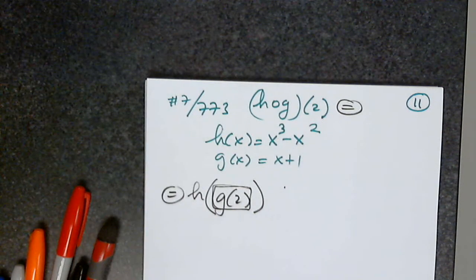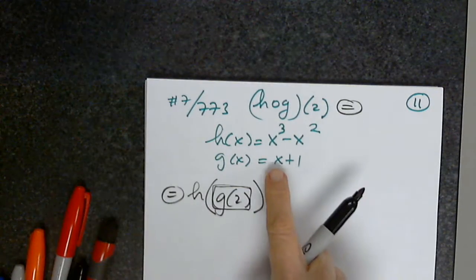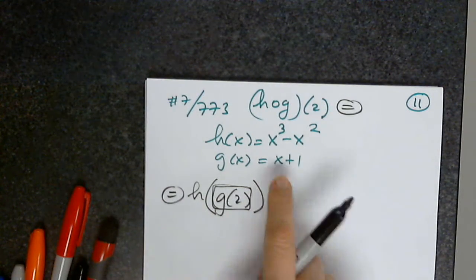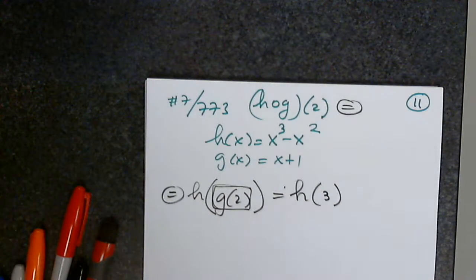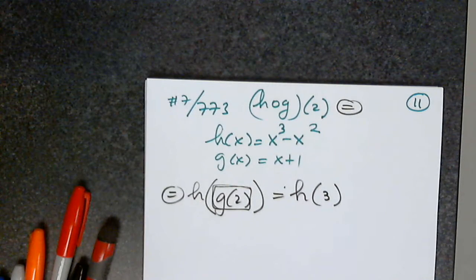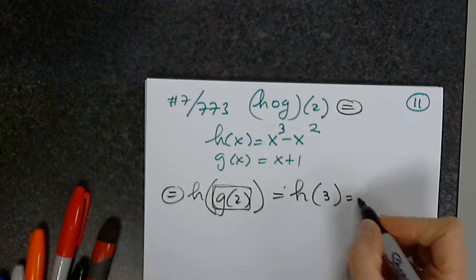How do I get G of 2, and how much is G of 2? G of 2 will be? The G of x would be 3. Exactly. So then I'm really asked to find H of 3, because G of 2 is 3. Good. So let's look at H.